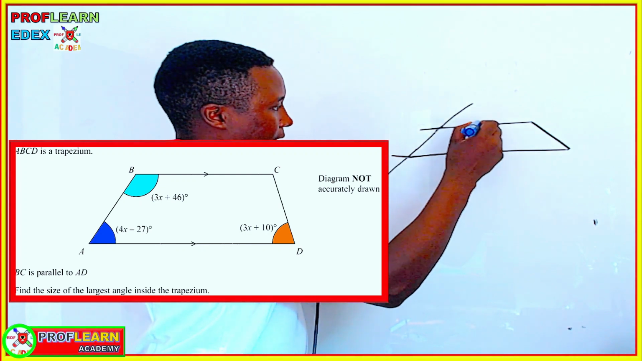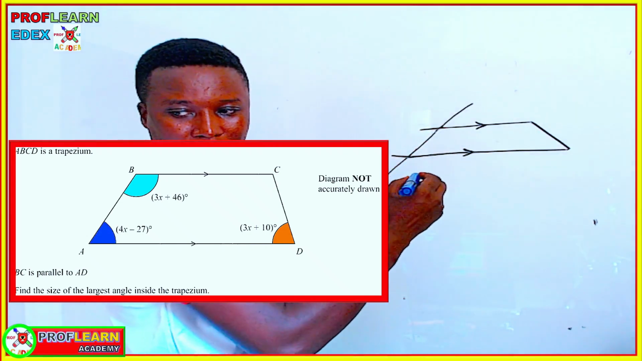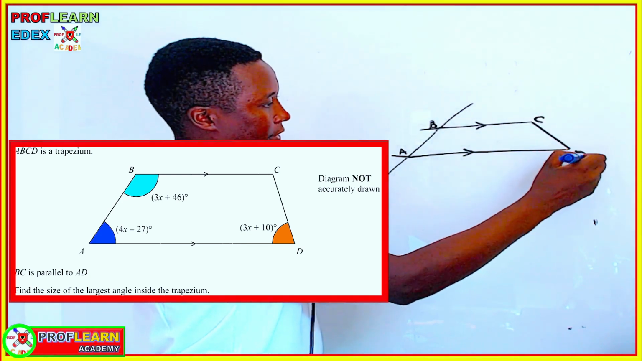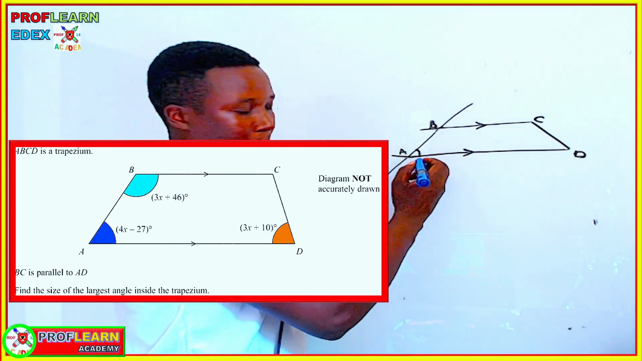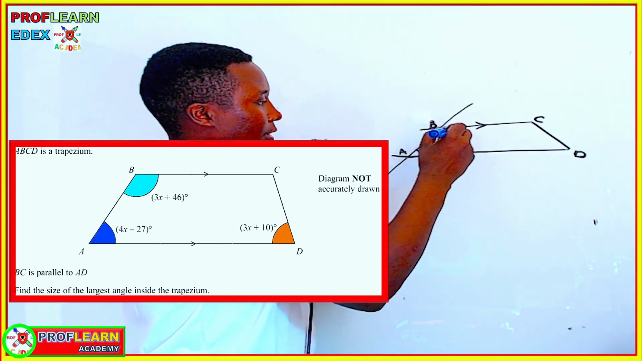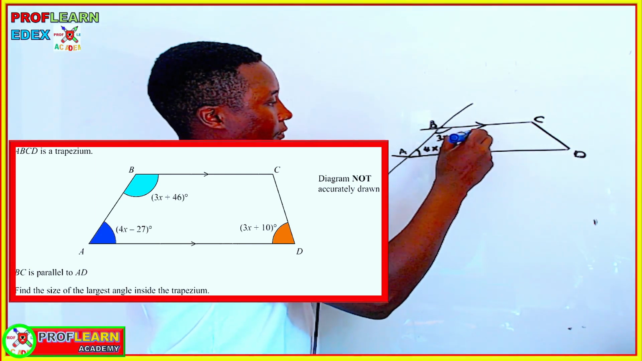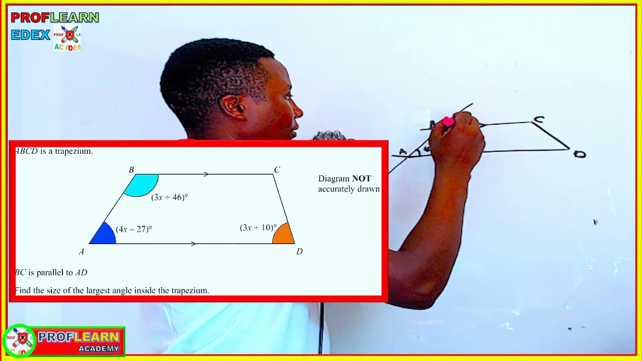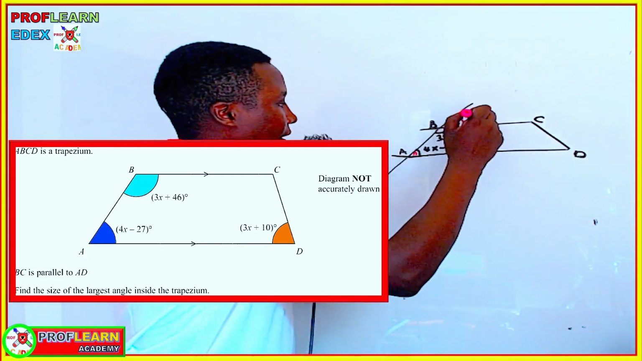But we are told that this part and this part are parallel, right? So this is our A, B, C, D. If you are told that this is 4x minus 27 and this is 3x plus 46, then I'll comfortably tell you that this angle here is going to be equal to this angle down there. So this angle at the top here is going to be 4x minus 27.